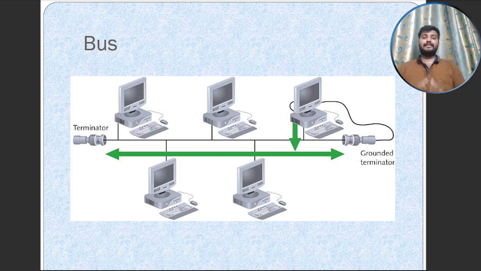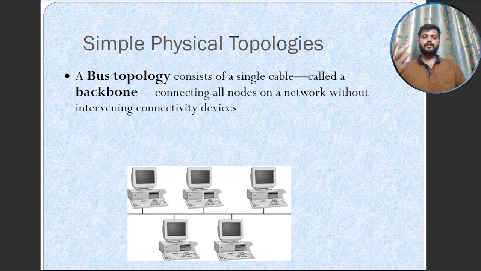Now let's start with the bus topology. In this picture you can see there are different devices that are connected, which we call nodes. And there is a single cable. There is a terminology for that cable, which is called the backbone. We will see that later. And there are two terminators. One is a terminator, and on the other side it is written as a grounded terminator. So what are these? Let's see.